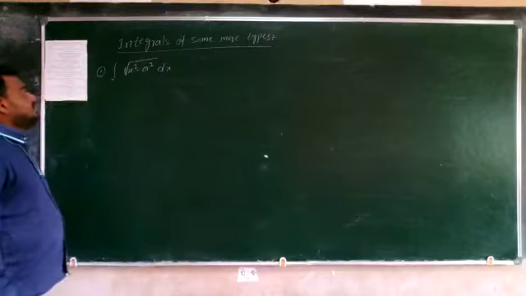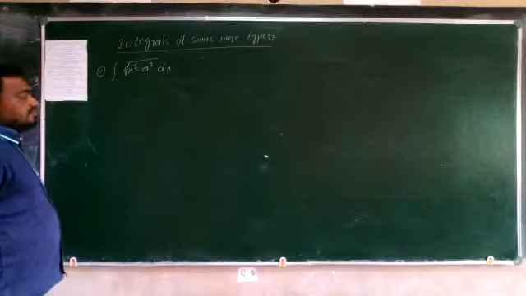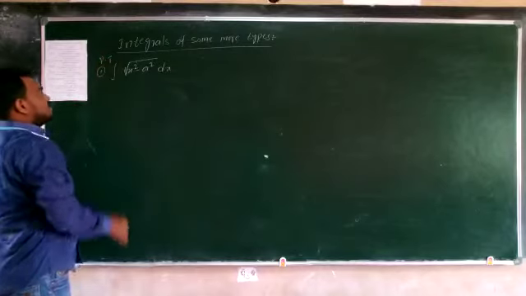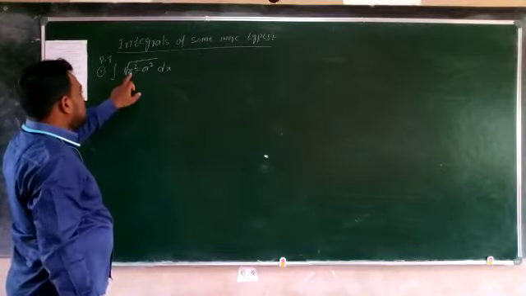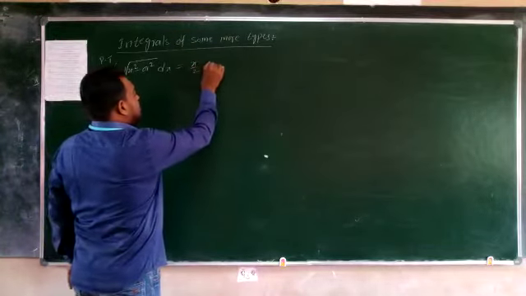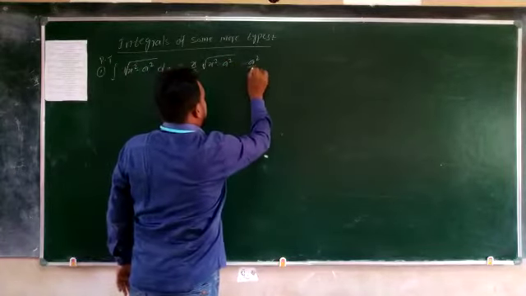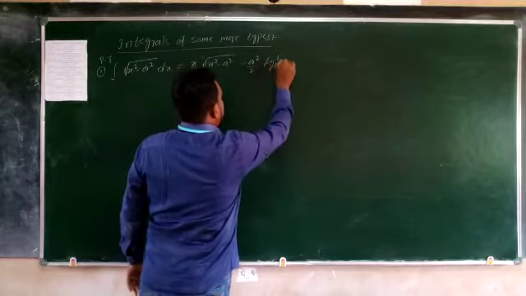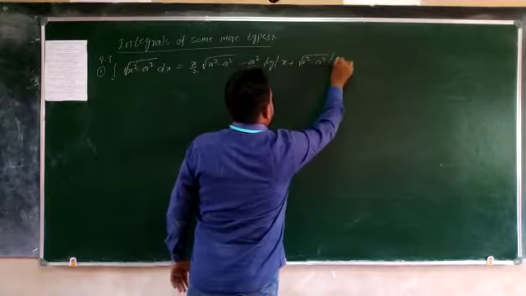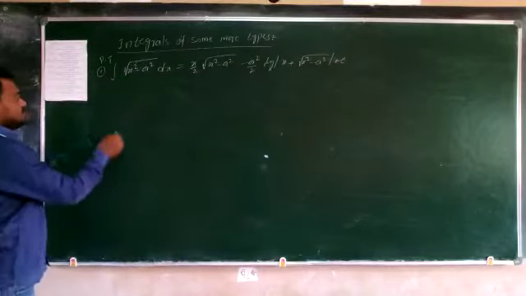Okay, first one, integration of square root of x square minus a square into dx. Like this also they are asking in examination. Prove that integration of square root of x square minus a square into dx is equal to x by 2 into under root of x square minus a square minus a square by 2 into log mod of x plus under root of x square minus a square plus c. So like this also they are asked. Prove that. Now you see the solution.